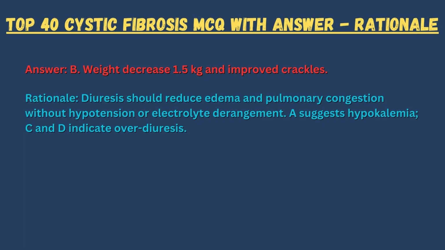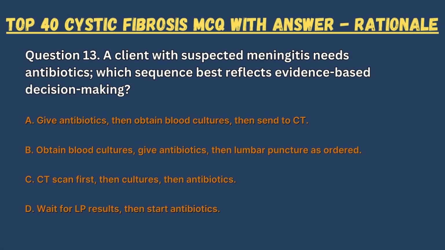Answer: B. Weight decrease 1.5 kilograms and improved crackles. Rationale: diuresis should reduce edema and pulmonary congestion without hypotension or electrolyte derangement. A suggests hypokalemia. C and D indicate overdiuresis. Question 13. A client with suspected meningitis needs antibiotics. Which sequence best reflects evidence-based decision-making?